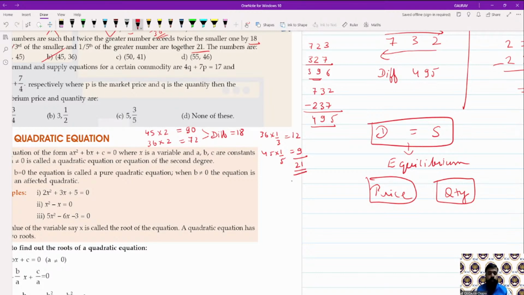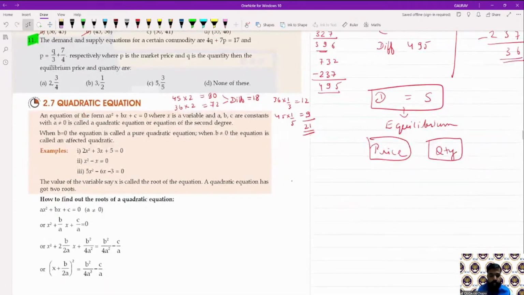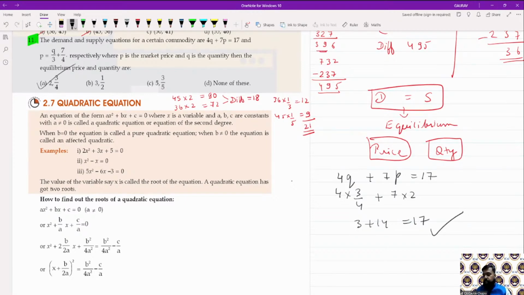So you can put the option and check which one is satisfying. If we try option number A, the first equation is 4Q plus 7P equal to 17. So 4 into the value of Q, which is 3 by 4, plus 7 into P, which is 2. How much are we getting? 3 plus 14, that is 17. The option is getting verified, so it is correct. Option number A will be correct.